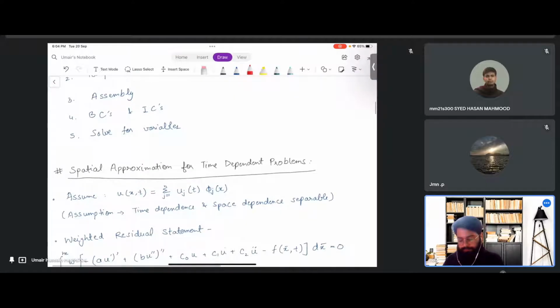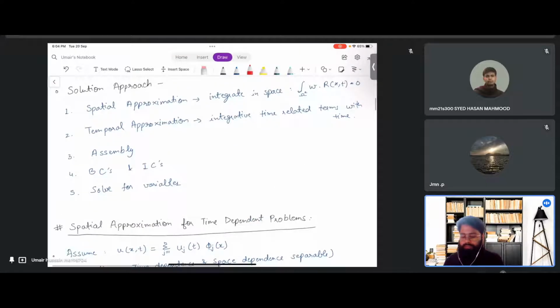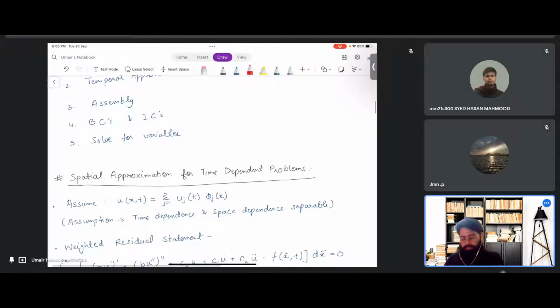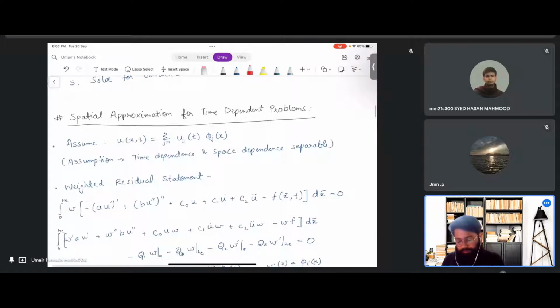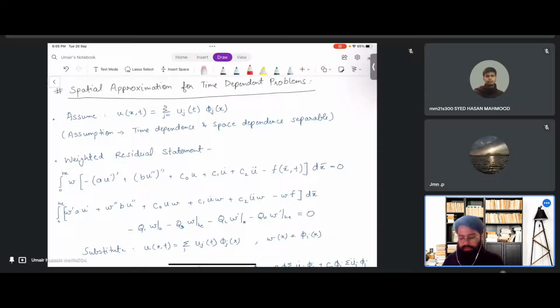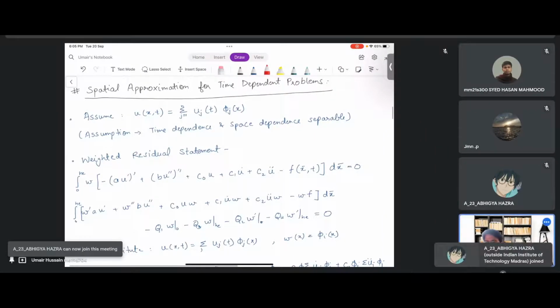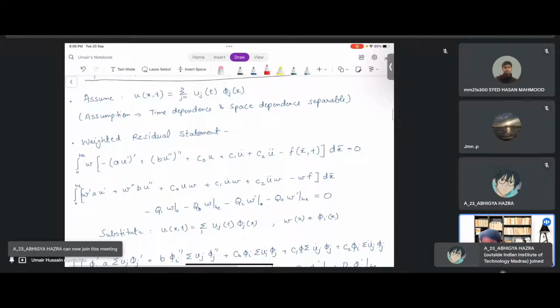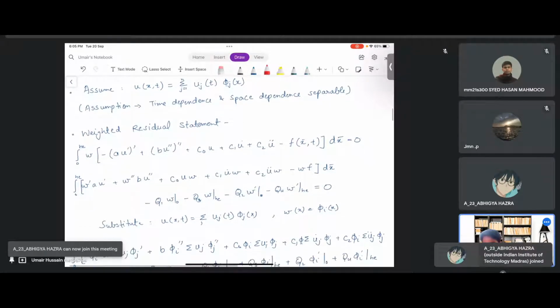The thing that is different here is that we have to perform a temporal approximation as well before reaching the final form of the algebraic equations. So how do we do this? Spatial approximation, you must be familiar with it now; we have been doing it in the past weeks.